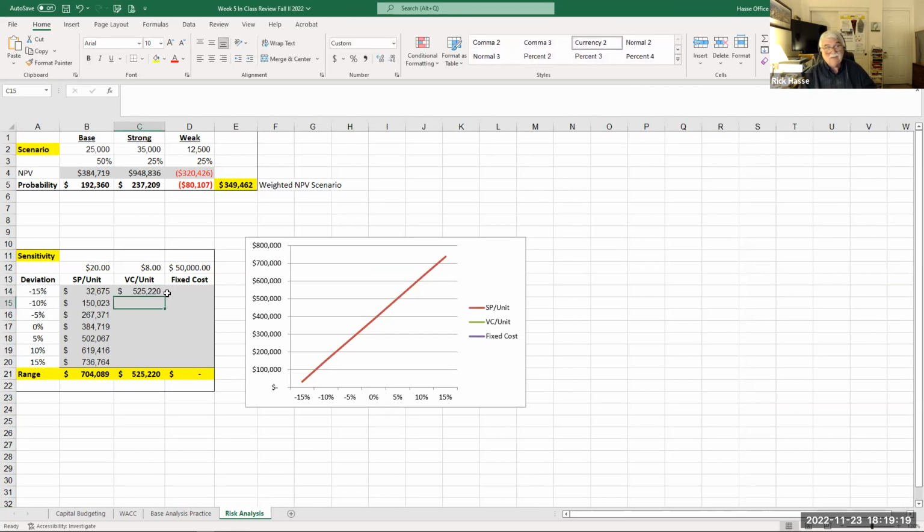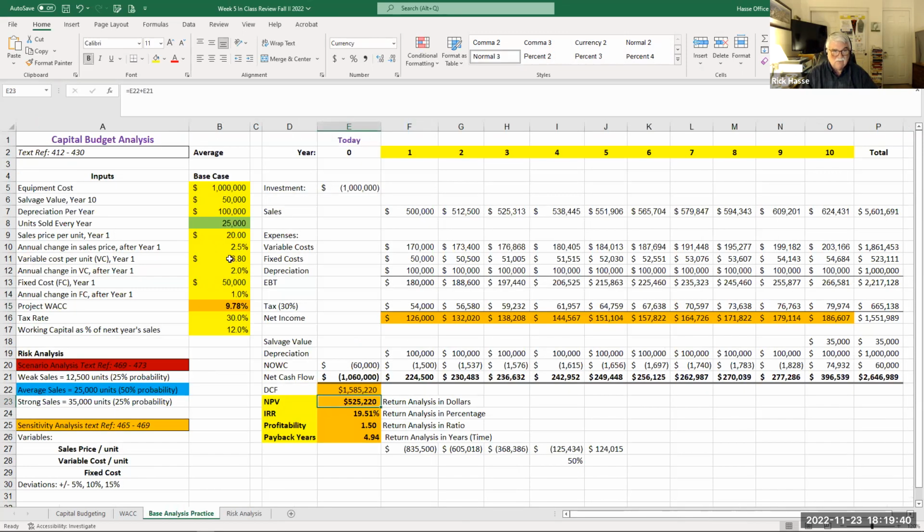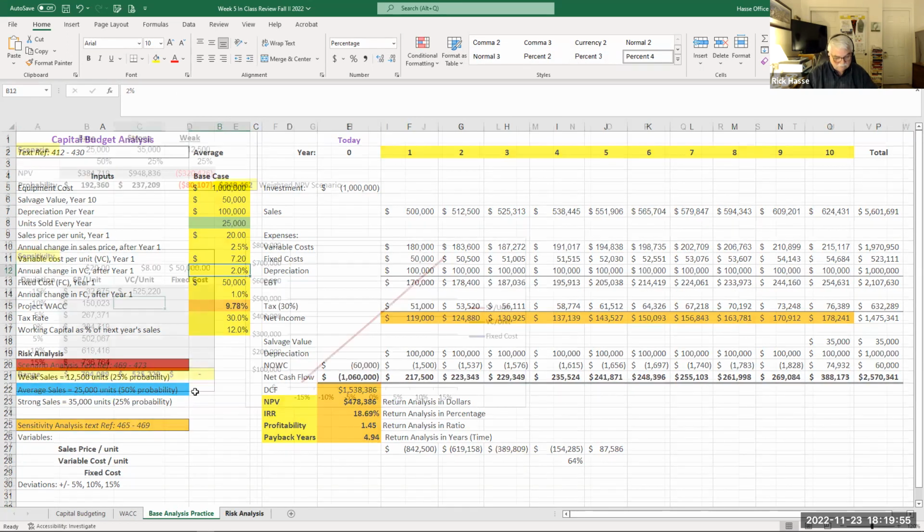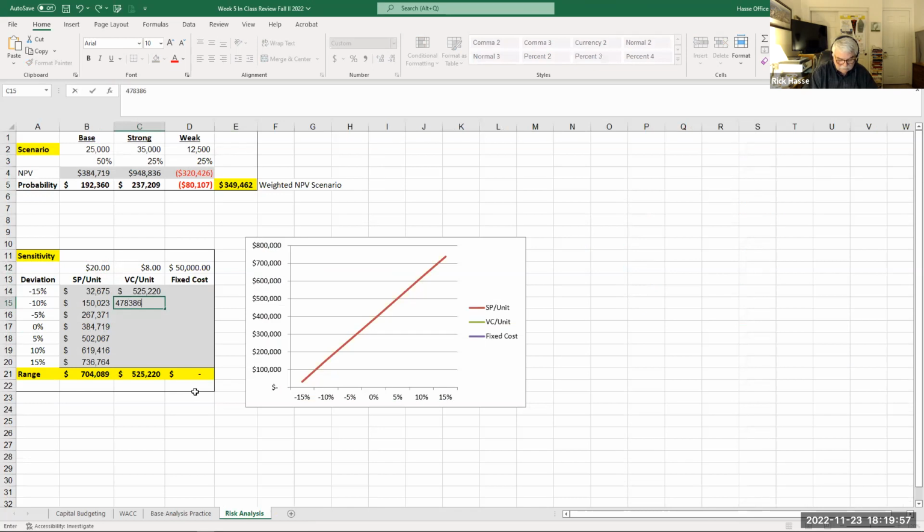So we're going to do the same thing just like we did in selling price, but now adjust variable cost by these deviations and come up with the new NPV, and it's going to start charting over here. But because this is an expense, the line will go this way. Revenue, expense. So let's take a 10% reduction in variable cost. That would be 0.90. We lose some more money. Naturally, we don't have to make as big cuts as variable cost. So it's 478,386. And now we begin to see the line take shape.